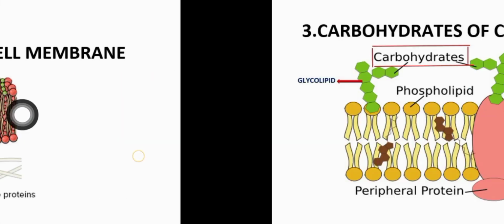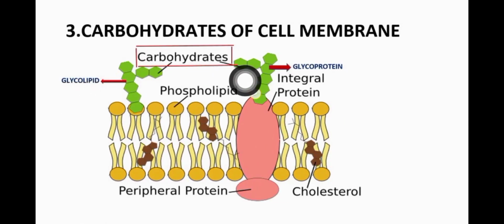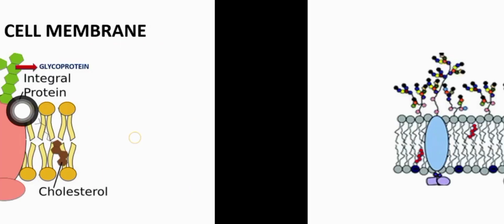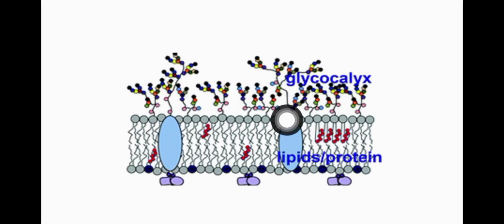Carbohydrates of cell membrane. Some of the carbohydrate molecules are attached to proteins and form glycoproteins. Some of the carbohydrate molecules are attached to lipids and form glycolipids. Carbohydrate molecules loosely cover the entire surface of cell membrane, called glycocalyx.